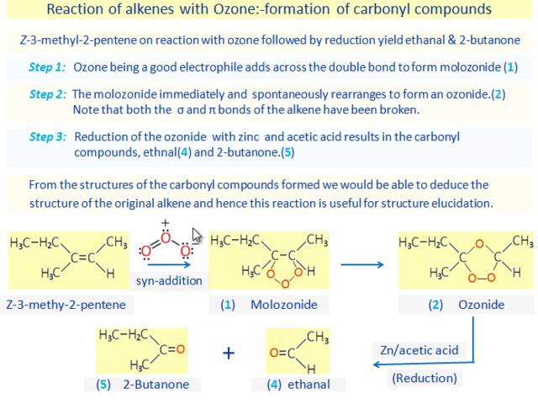Ozone, being a good electrophile, adds across the double bond to form molozonide. The molozonide immediately and spontaneously rearranges to form ozonide. Note that both the sigma and pi bonds of the alkene have been broken. Reduction of the ozonide with zinc and acetic acid results in the carbonyl compounds ethanal and 2-butanone.